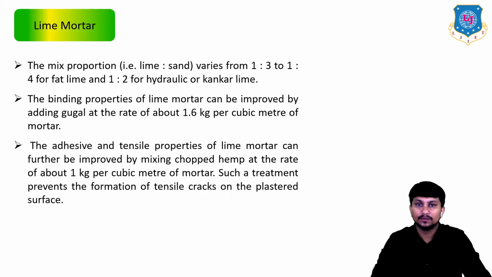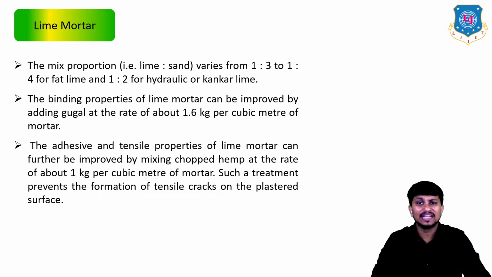The mixed proportion of lime and sand to prepare lime mortar varies from 1:3 to 1:4 for fat lime and 1:2 for hydraulic lime. The binding properties of lime mortar can be improved by adding jaggery at the rate of about 1.6 kilogram per cubic meter of mortar. It is one type of material which can be added to improve the properties of the lime mortar.